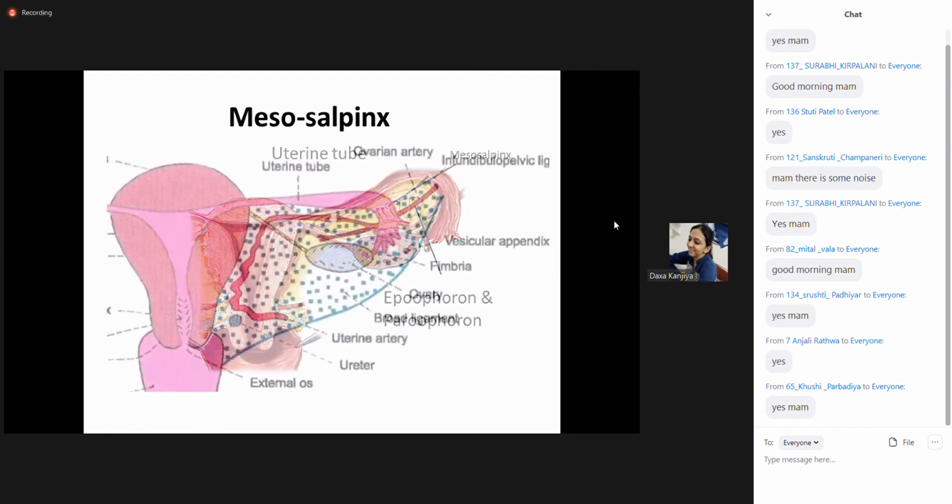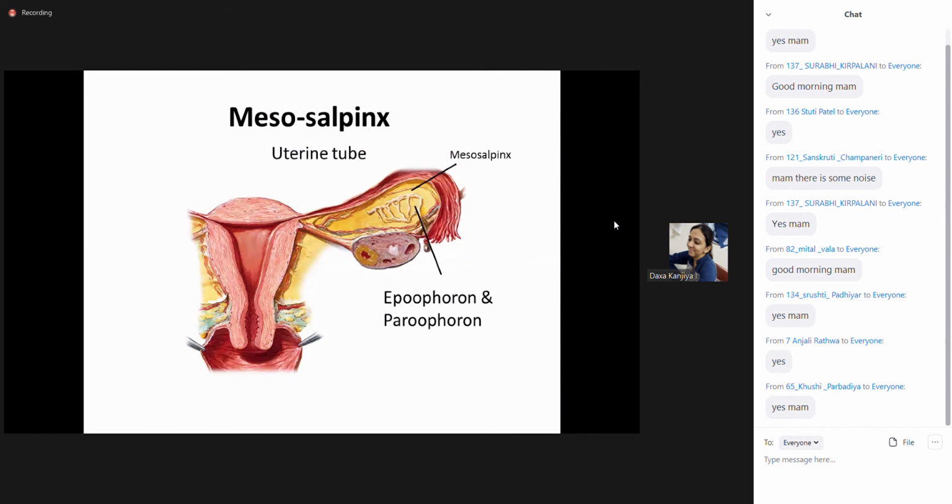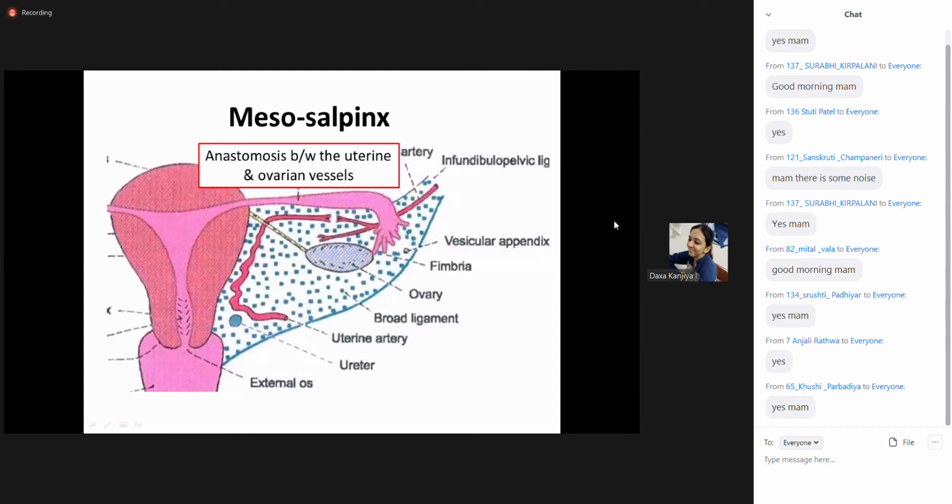Another content, here you can see in the schematic diagram. This is the mesosalpinx, and you will find the anastomosis between the uterine vessels, that is the uterine artery, and the ovarian vessels. So what are the contents of the mesosalpinx? These are the duct and tubules of the epoophoron and paroophoron, then the uterine tube itself, and the anastomosis between the uterine and ovarian vessels.